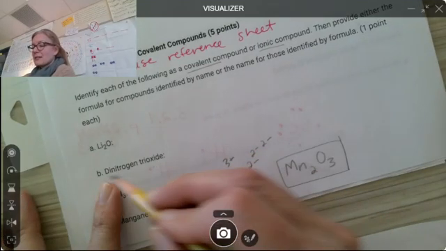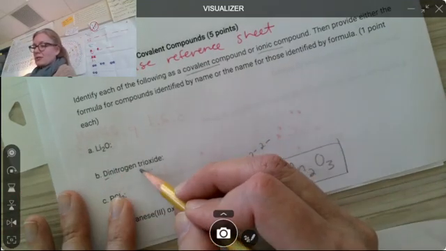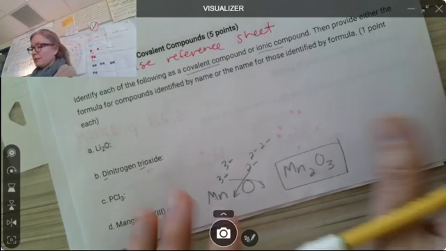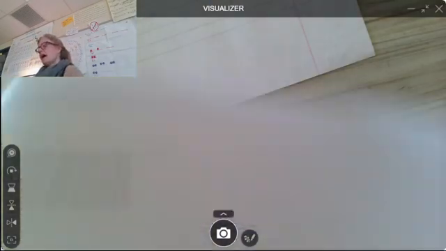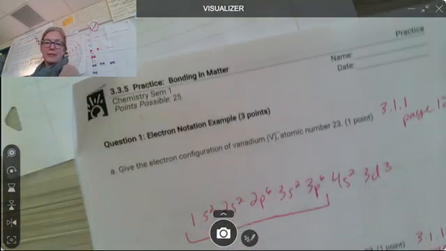But for something like this that's covalent, you don't have to do that. You just look at the prefixes to write the formula. All right, so that is it for 3.3.5. Hopefully that is helpful.